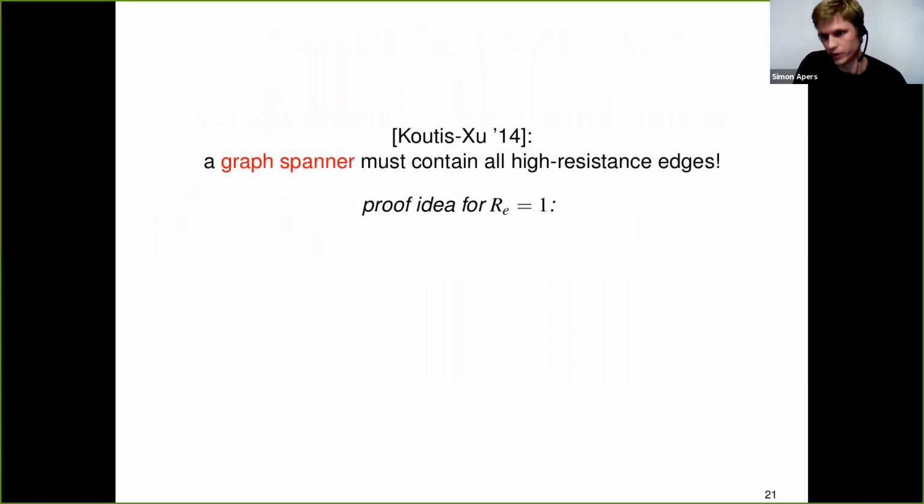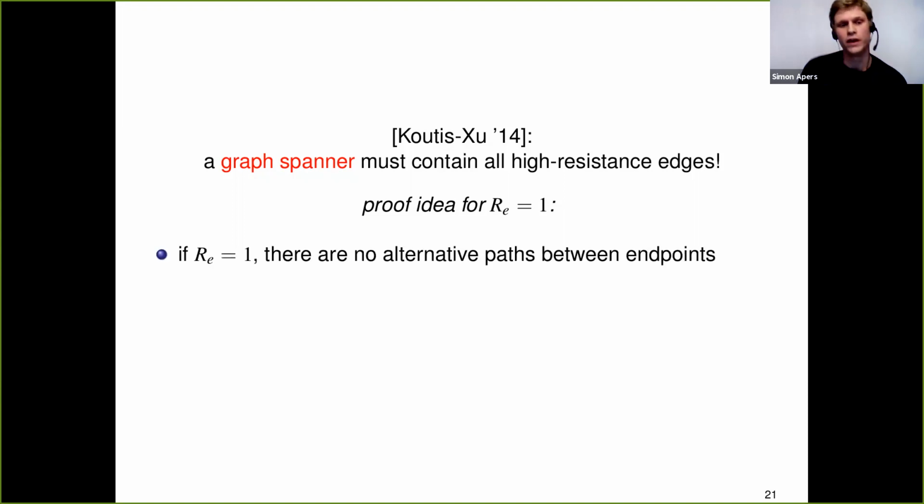And so what they proved is that a graph spanner must not necessarily contain all high resistance edges. And just to give some intuition about why this is the case, the proof is not too hard, it's kind of elegant, but I'll just give the idea for r equals 1. If the graph is unweighted, then if an edge has an effective resistance equal to 1, that means that there are no alternative paths between the endpoints.